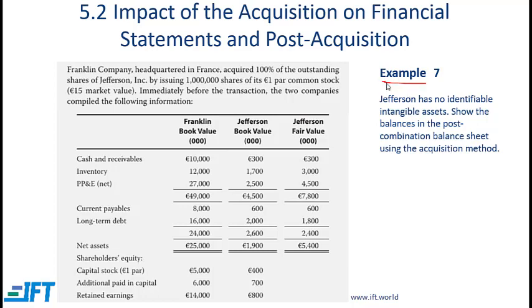Let's work through example 7 now, which demonstrates the impact of acquisition on financial statements. And I want you to read this first so you understand what's going on. To summarize the main points, we have Franklin Company, which is the acquirer, and for simplicity, we are saying that Franklin acquires 100% of the acquiree. Acquiree firm is Jefferson. This acquisition is taking place by issuing 1 million shares. Each share has a €1 par value and a €15 market value. So the total amount that is being paid is 15 million.